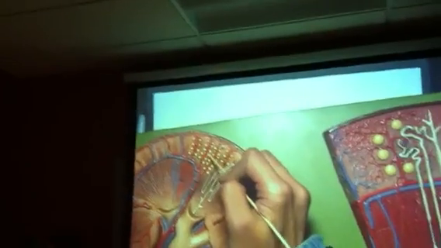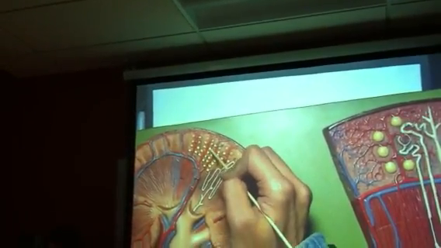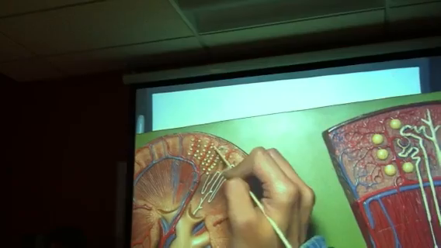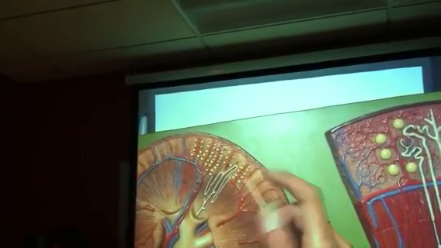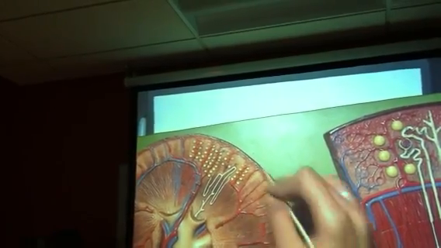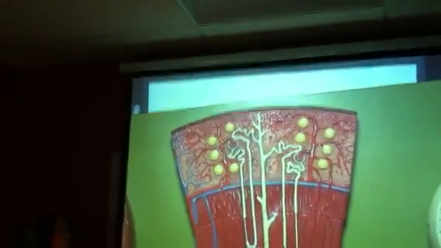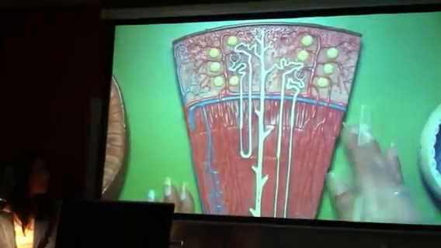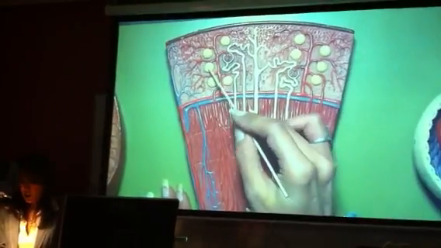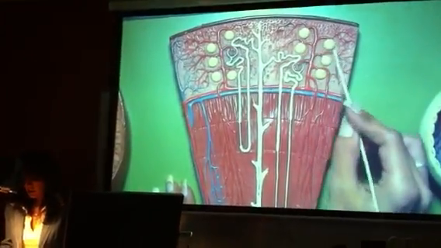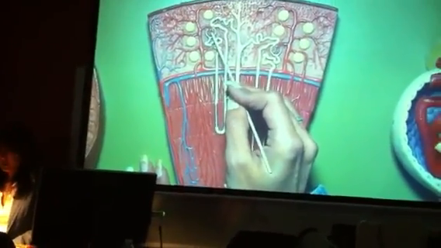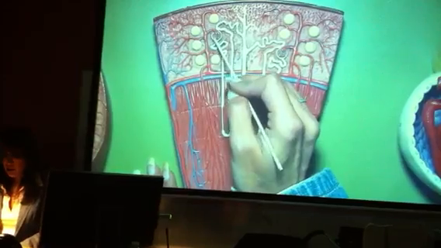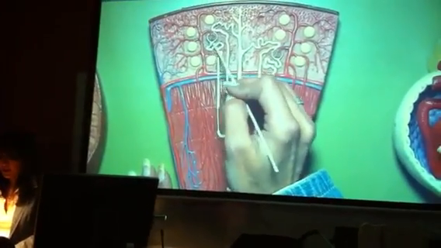Now, all of these spots are renal corpuscles, because they're located on the cortex of the kidney. So what we're going to do is take one lobe of the kidney and blow it up, and this is what we have. So these are all of your renal corpuscles, the inside of which is the glomerulus. The cup around the glomerulus is Bowman's capsule.